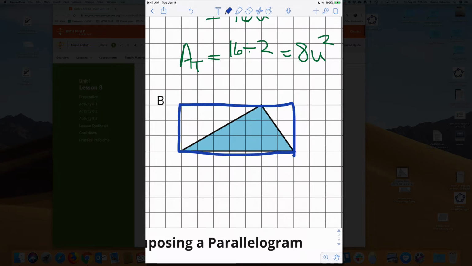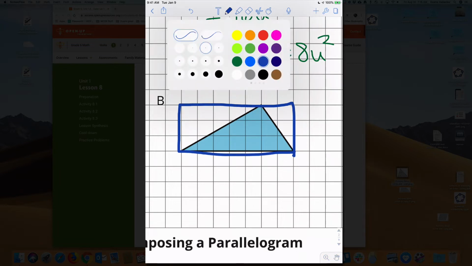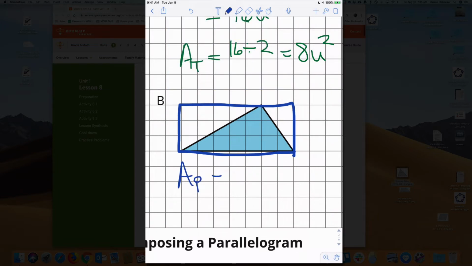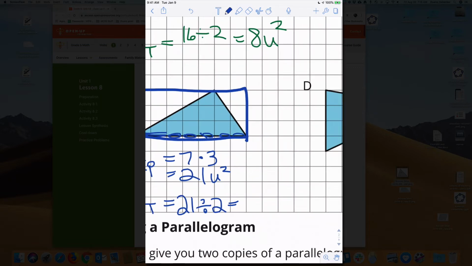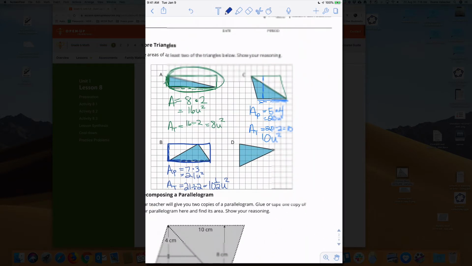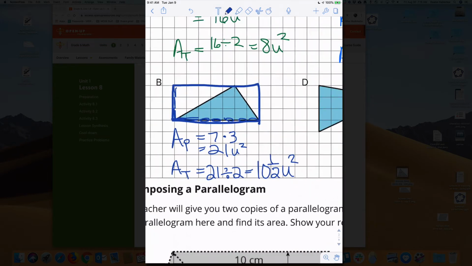And we can see that the base of this parallelogram, which happens to be a rectangle, right? So the base is 1, 2, 3, 4, 5, 6, 7. The base is 7. The height is 1, 2, 3. So the area of that parallelogram is 21 square units. So the area of the triangle is going to be half of that. So 21 divided by 2 gives us what? 10.5? 10.5 square units. All right. A variety of ways to get that. I just showed you one.